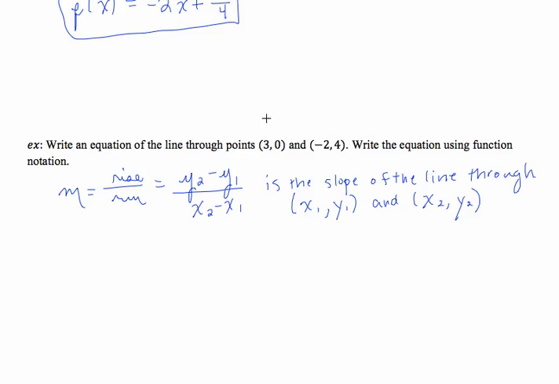You just have to choose to call one of the points (x1, y1). I'm just going to go with the first one for that, and we'll call the other point (x2, y2). So plugging it in, we'll have m equals y2, which is 4, minus y1, which is 0, divided by x2, which is -2, minus x1, which is 3. Be real careful with your negative signs on these things. So in this case, we get 4 divided by -5, or -4/5 as the slope.